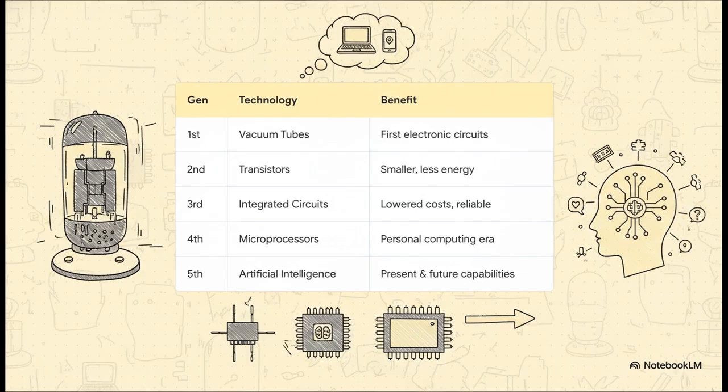Then transistors were packed into single integrated circuits, which massively lowered costs. That paved the way for the microprocessors of the 70s, which finally brought computing out of the lab and right into the home. And today, the 5th generation gives us the AI-driven capabilities we see all around us. Every single step fundamentally shrunk the hardware while vastly expanding the software's mind.